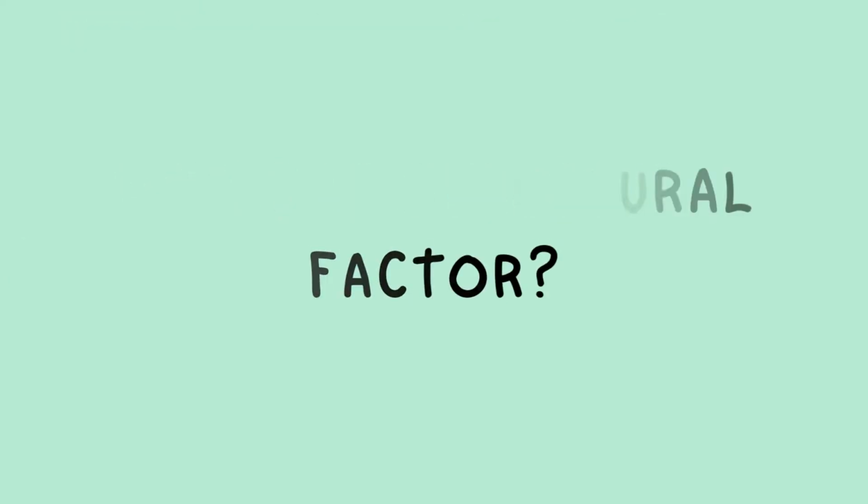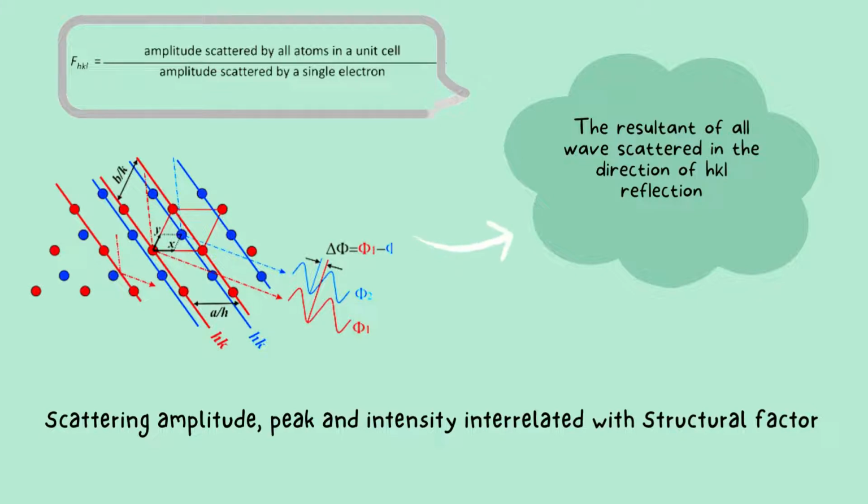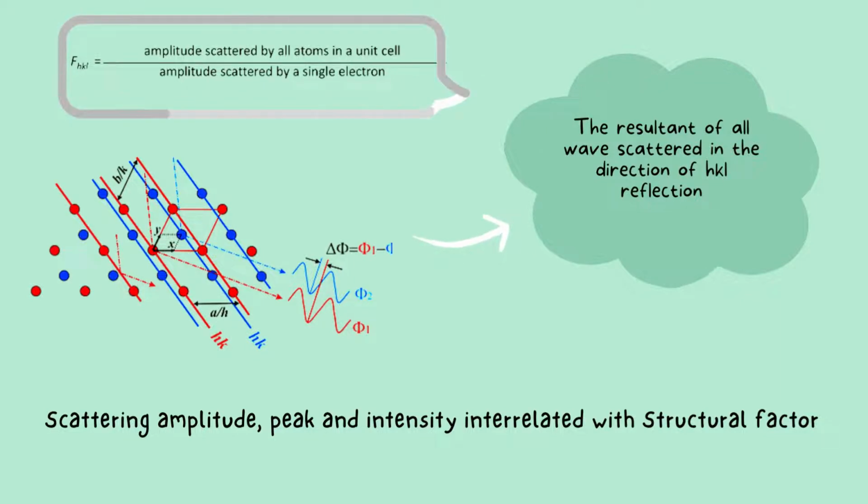What is structural factor? Structural factor is known as the resultant X-ray scattering power of the whole crystal structure. The scattering amplitude, peak and intensity are interrelated with structural factor. The red-colored X-ray beams, that are being diffracted on the red planes of indices HK, fulfill the Bragg's law, and in the same manner will behave the blue-colored beams on the blue planes HK as shown in the diagram.